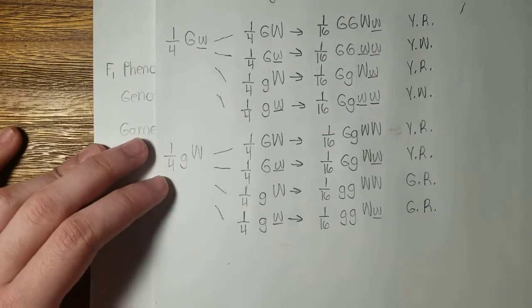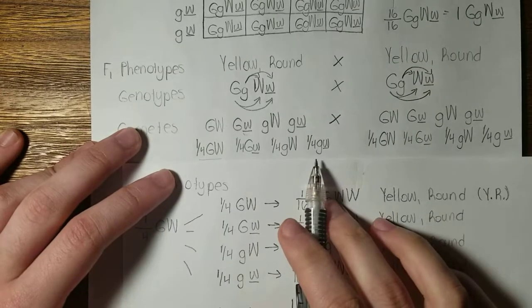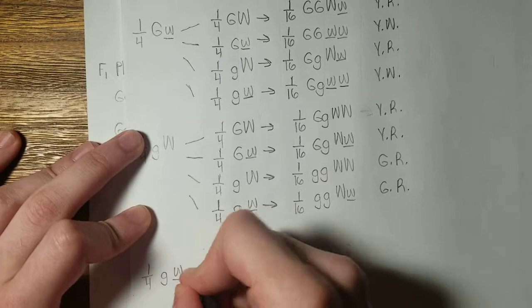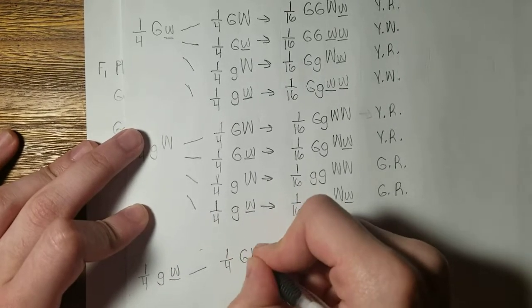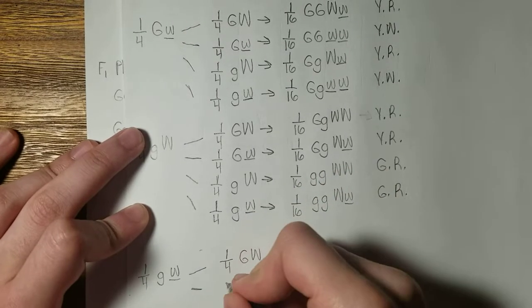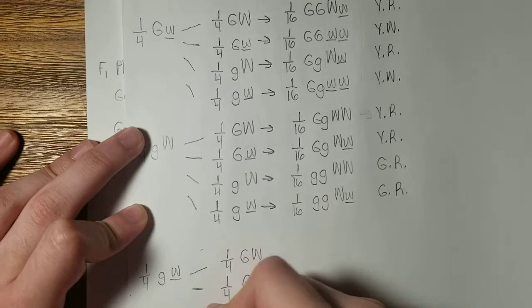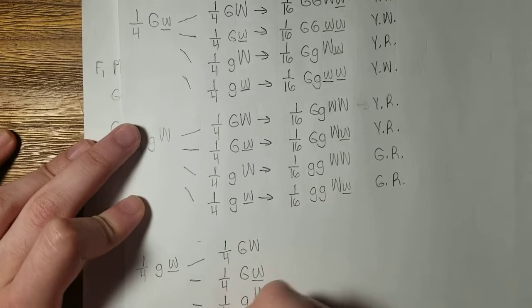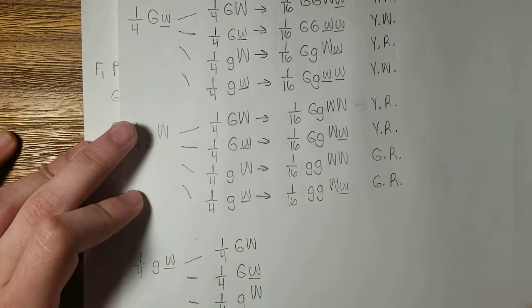Continuing on with the next one. So we got our 1/4 right here, little g, little w. Little g, little w. And we got to cross it with all of them. So we get our 1/4 big G, big W. Our 1/4 big G, little w. 1/4 little g, big W. And our 1/4 little g, little w. Okay.